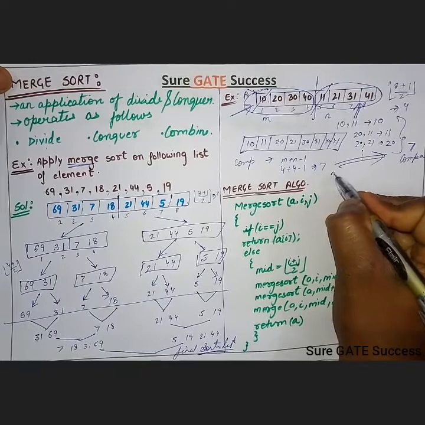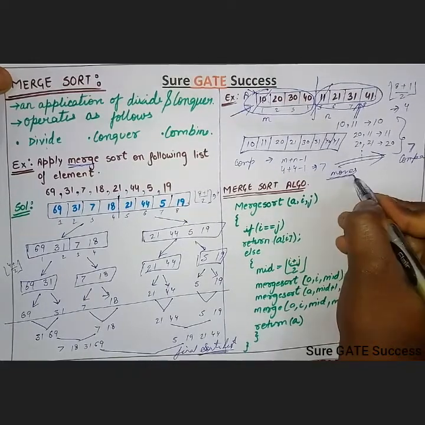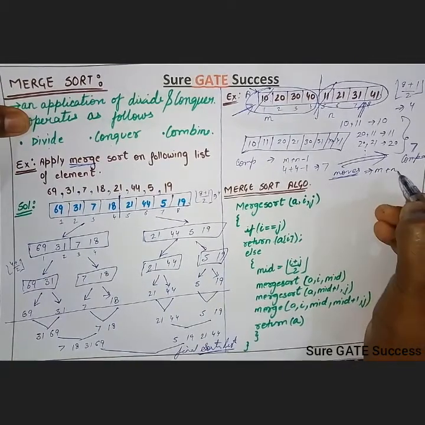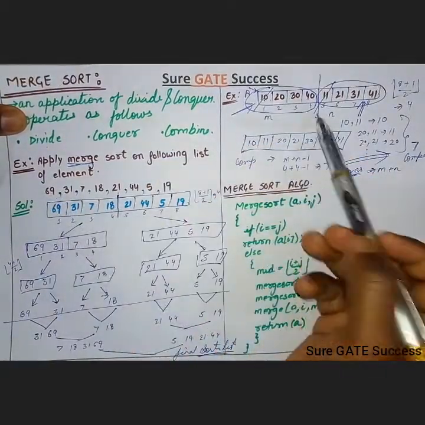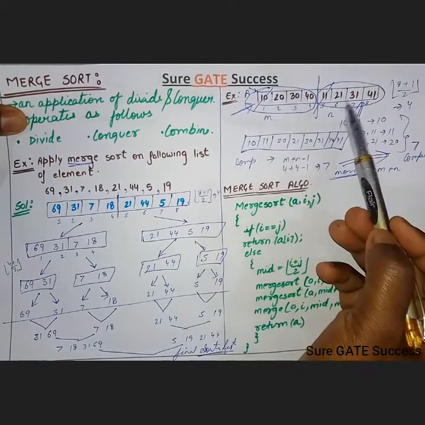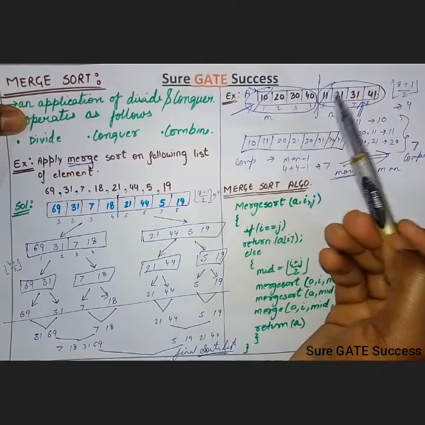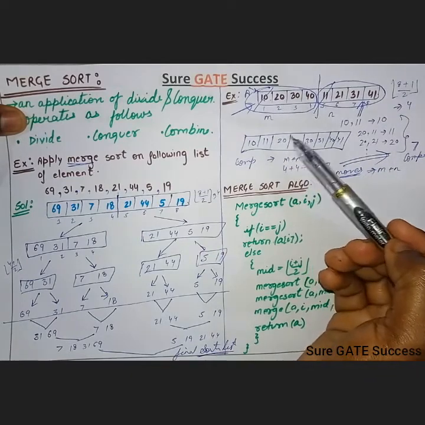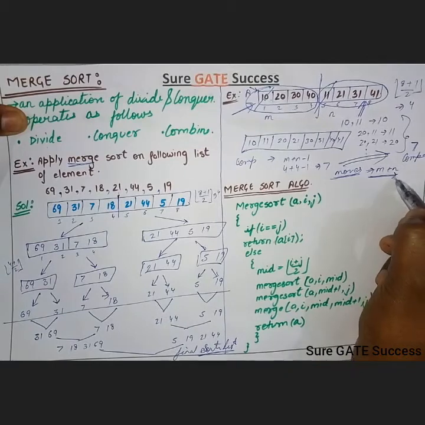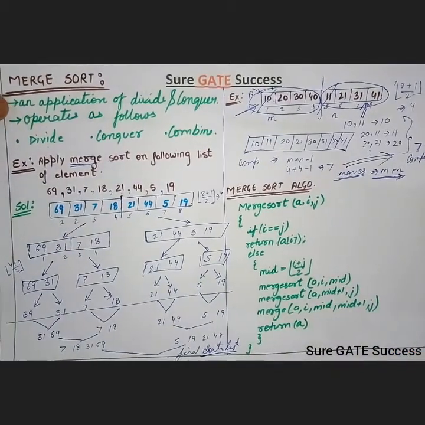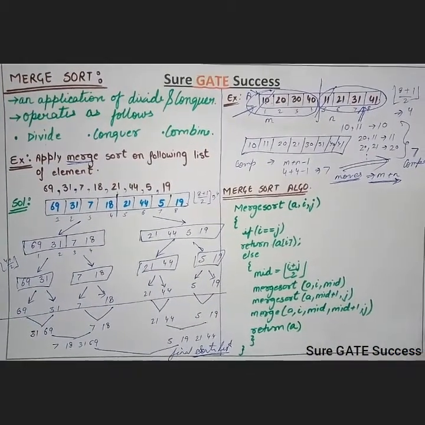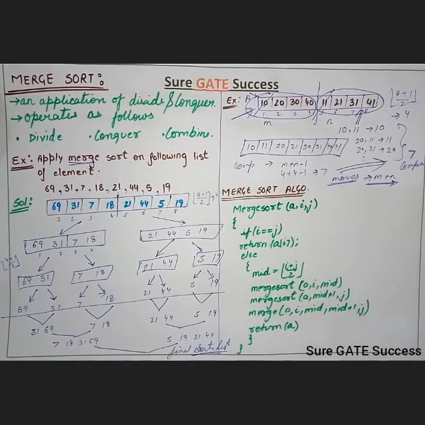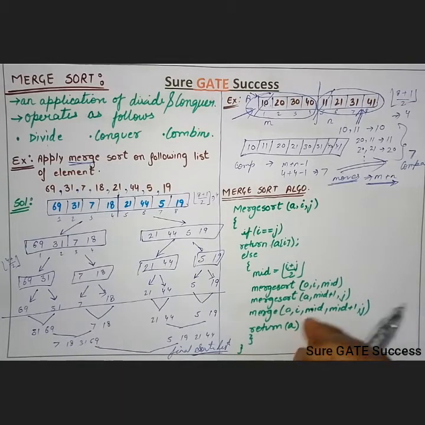But if we talk about moves, moves have to be m plus n, because it doesn't matter whether it is sorted or not. We have to finally move all the 8 elements into another array if we are sorting. So the time complexity mostly depends on the moves, not on the comparisons. Now come to the algorithm.